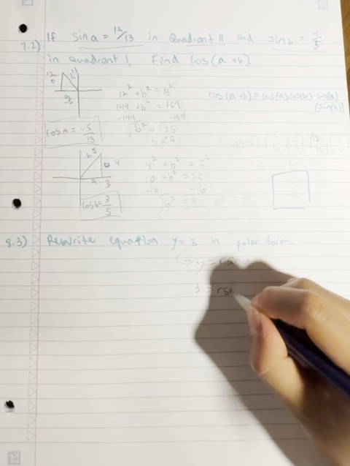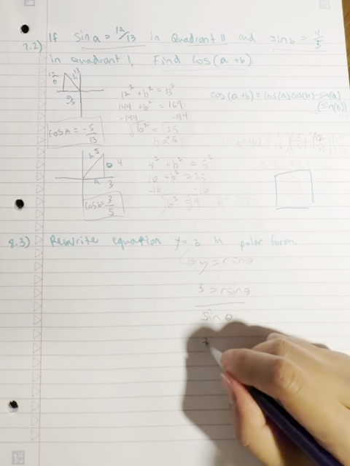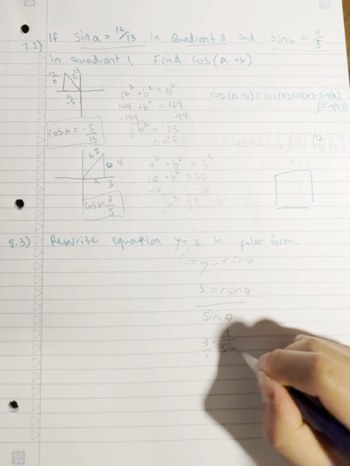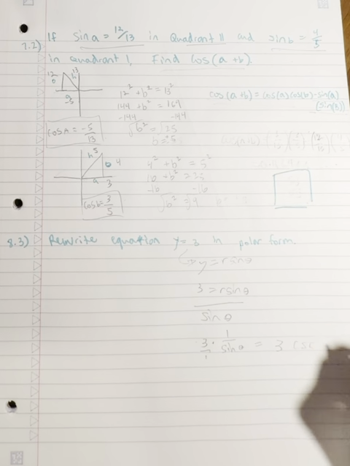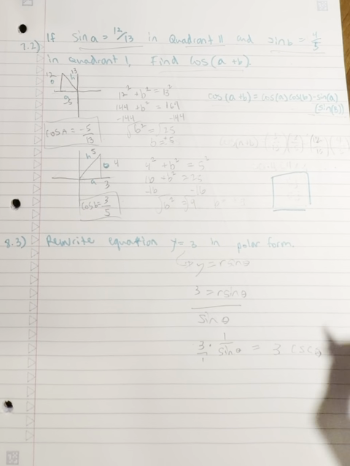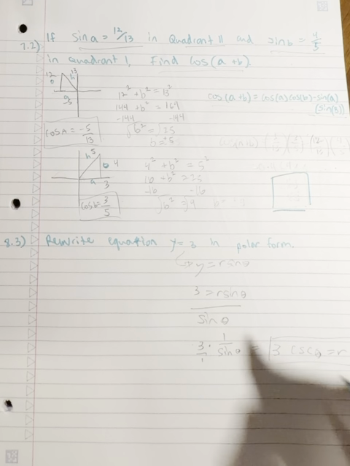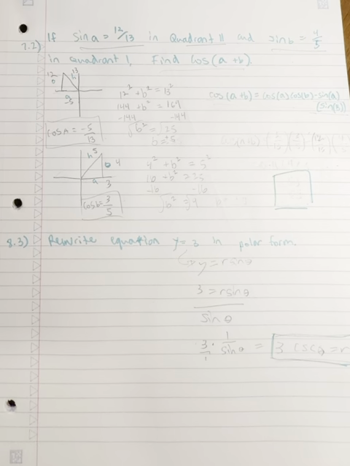3 equals r sine theta. Divide by sine on both sides. This is technically 3 over 1 times 1 over sine theta, and that equals 3 cosecant theta equals r, which is our final answer. So both of these questions aren't as hard as they look, which tricked me at first, but now I understand them.